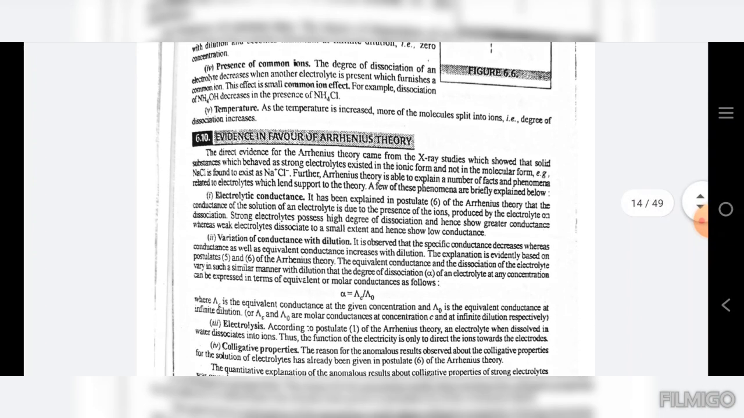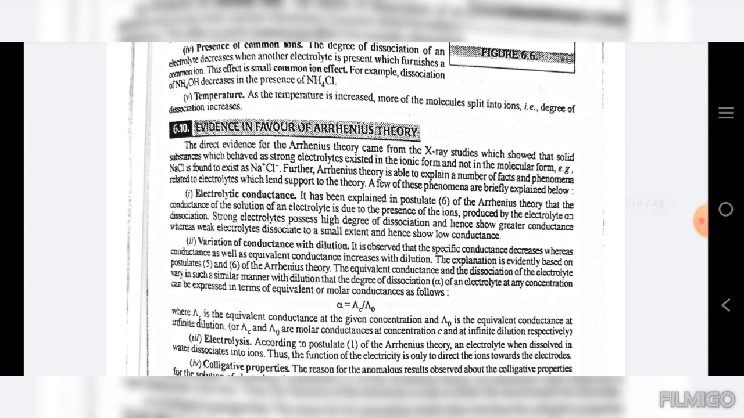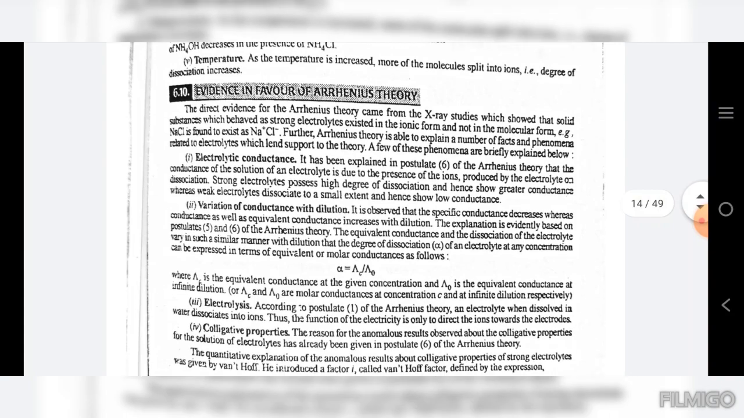Concentration. The degree of dissociation of an electrolyte increases with dilution and becomes maximum at infinite dilution, that is, zero concentration. Presence of common ions. The degree of dissociation of an electrolyte decreases when another electrolyte is present which furnishes a common ion. This effect is called the common ion effect. For example, dissociation of NH4OH decreases in the presence of NH4Cl. Temperature. As the temperature is increased, more of the molecules split into ions, so the degree of dissociation increases.